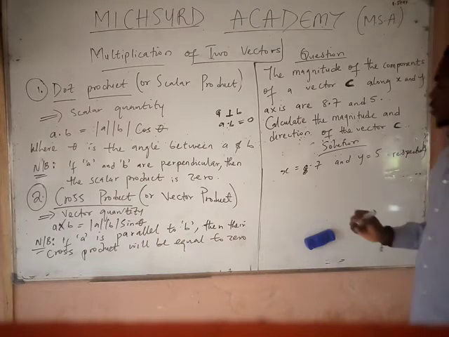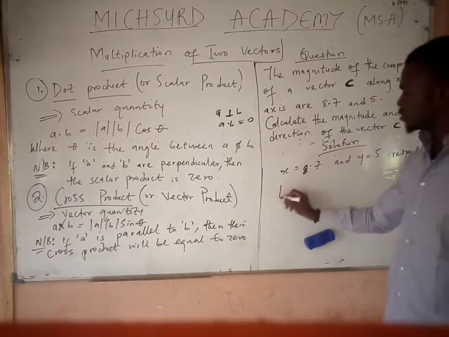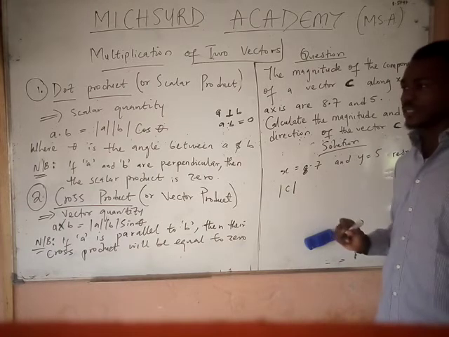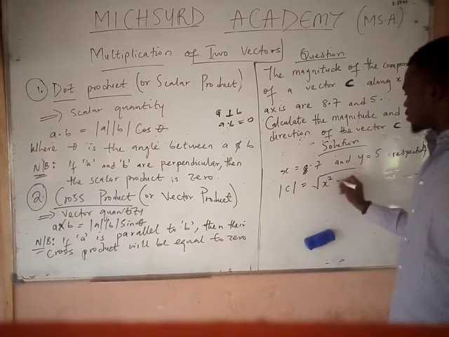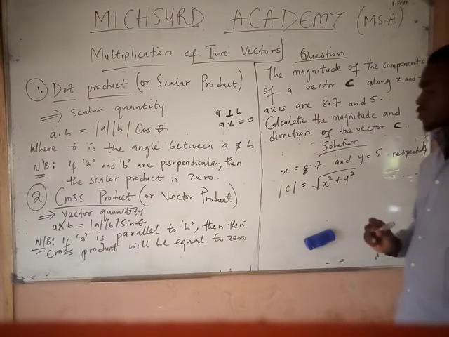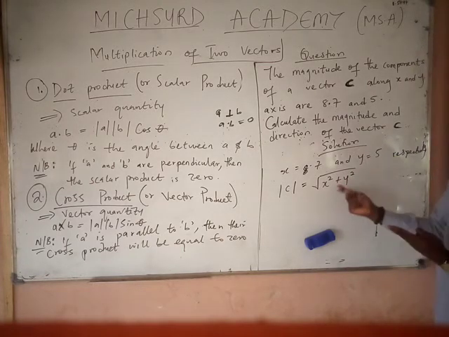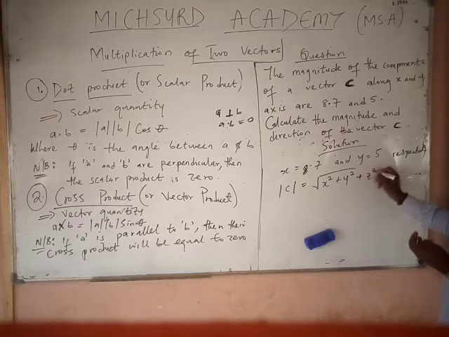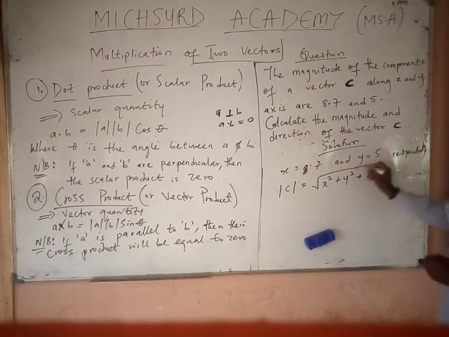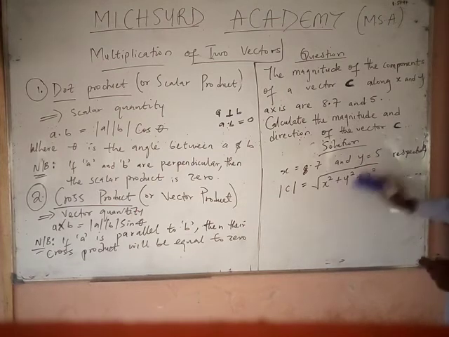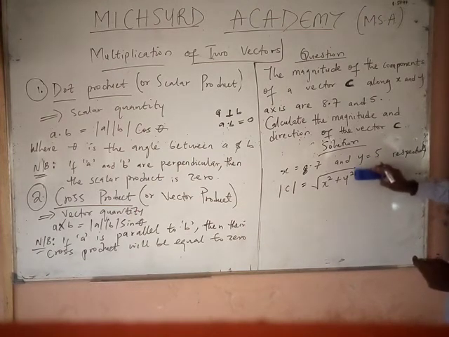Now for the magnitude of C, we use this symbol to show the magnitude of C, and the formula we use to calculate it is given as the square root of x squared plus y squared. We are using that because we have just two coordinates. If another vector component were included in this question, we would have it this way, but we just have two, so we just take these two.